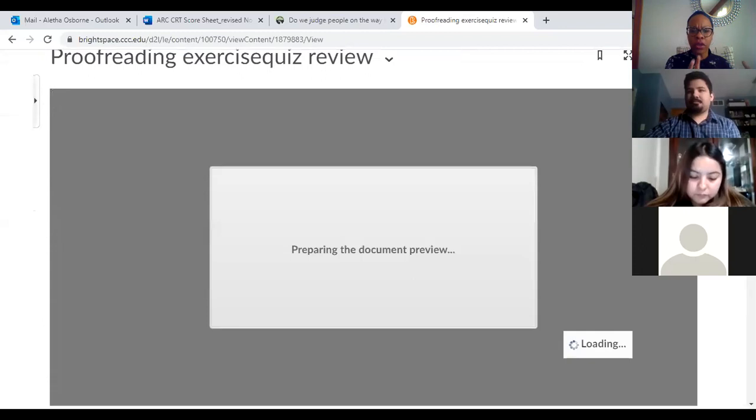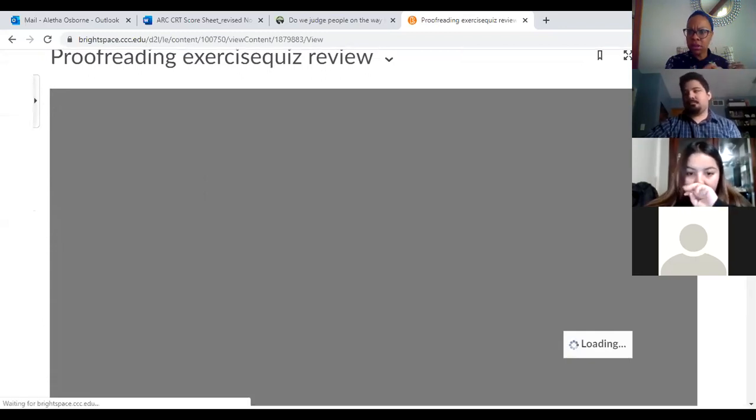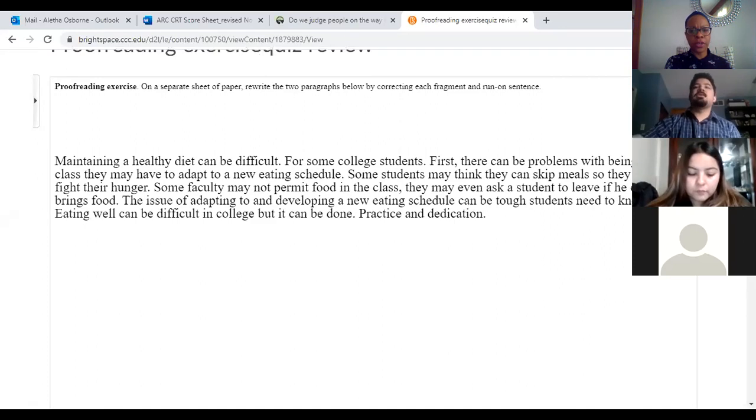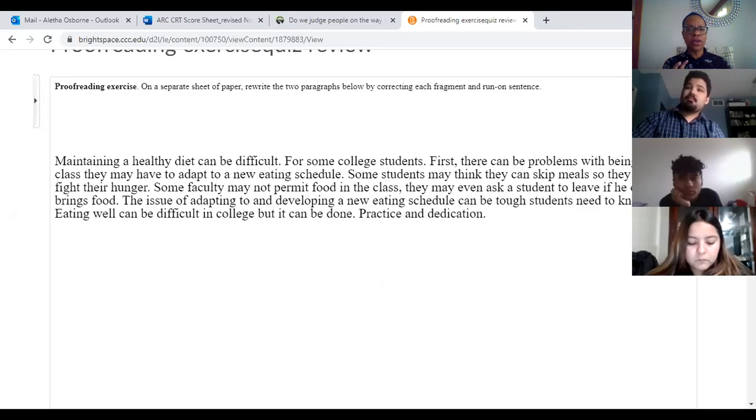Are you guys seeing on the screen right now the Brightspace window? Yes. Okay. All right, so you guys were asked on a separate sheet of paper to take this paragraph. It says rewrite the paragraph, correcting all fragment and run-on errors. First of all, before we go over the first few sentences of this, I want you guys to consider the definition of run-ons and fragments, and also what we know about how to correct them.